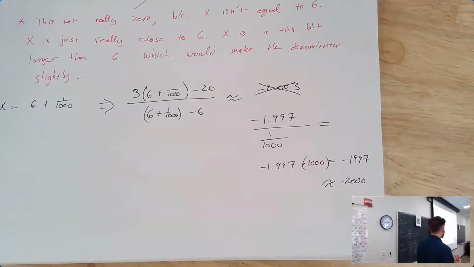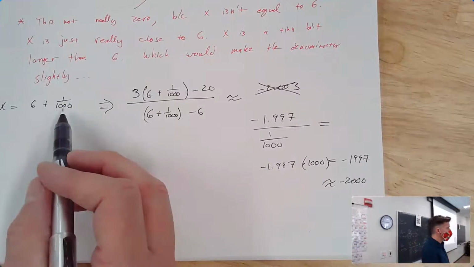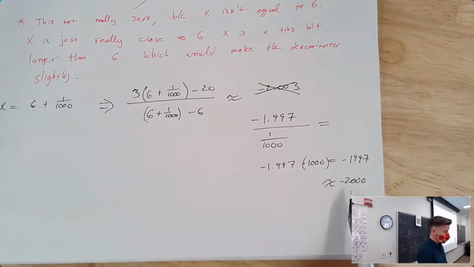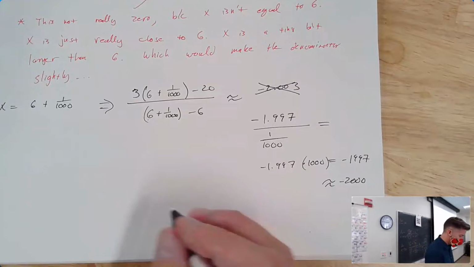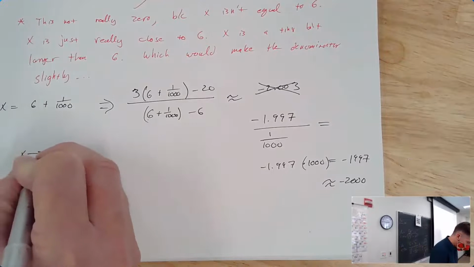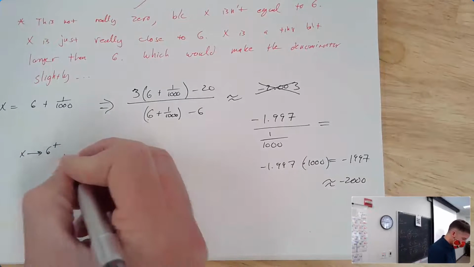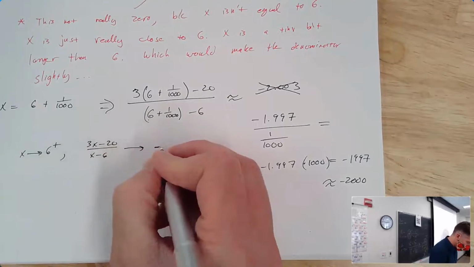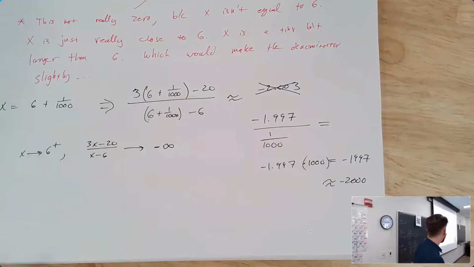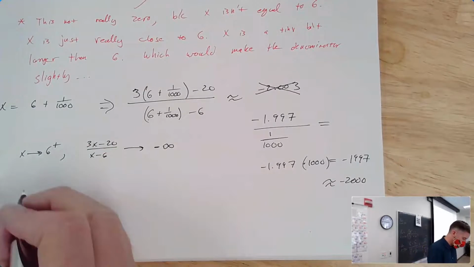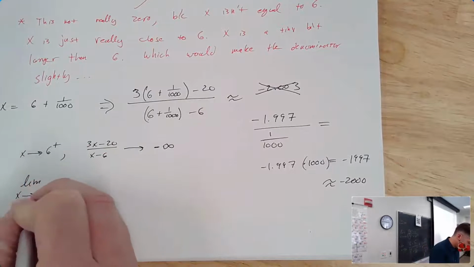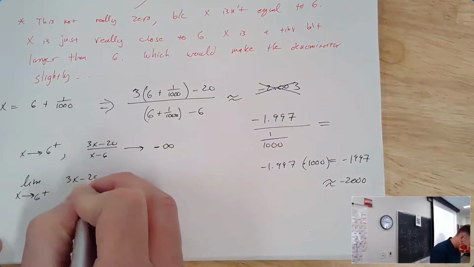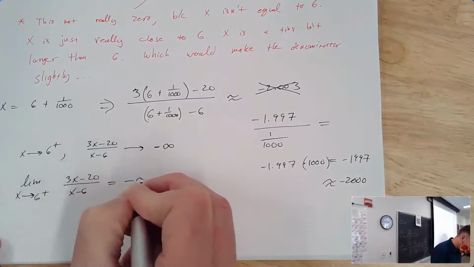Or as I'm sure someone has said to you before, if the denominator is really, really small, the overall fraction is very large. We could have made this 6 plus 1/1,000,000th, and then we would be multiplying by 1,000,000 here. So we can see that as x approaches 6 from the right, this entire expression gets very negatively large. Or the way we would write this more standardly is the limit as x approaches 6 from the right of (3x minus 20)/(x minus 6) is -infinity.